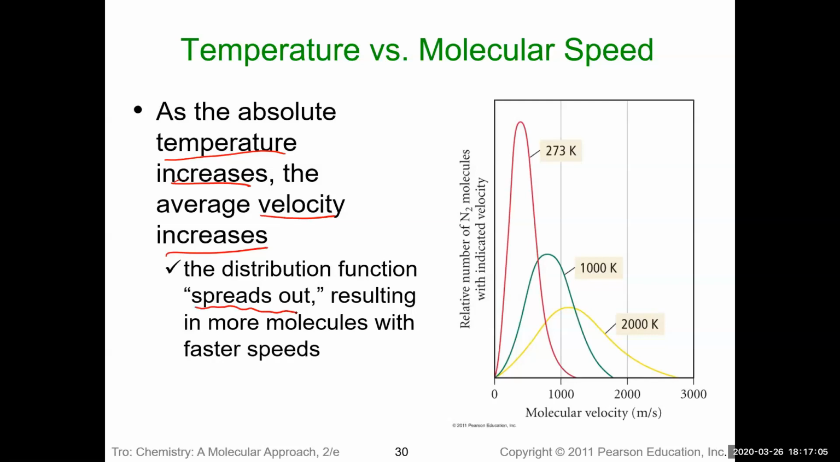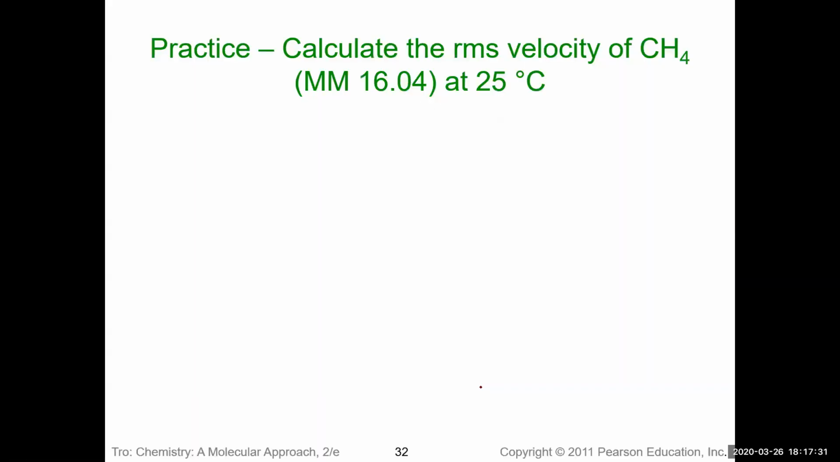So this is all the same molecule. This is nitrogen. If you have nitrogen at 273 Kelvin, you can see the distribution of it right here. It's a little tighter, but as we heat it up, it kind of spreads out. But you can see at 2000 Kelvin, nitrogen in general is moving at a much faster speed, right? The velocity is much higher at 2000 Kelvin than it is down here at 273 Kelvin.